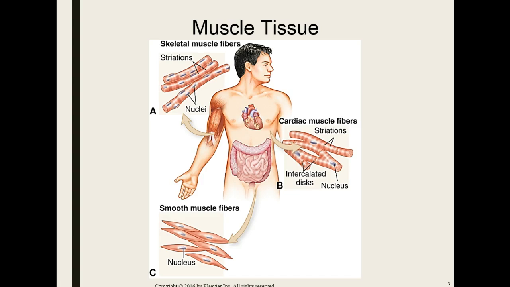This just kind of shows you some examples of location and then what those muscle fibers look like. So you can see the striations on the cardiac and the skeletal muscle. So these lines here that are running throughout are those striations that they're referring to.